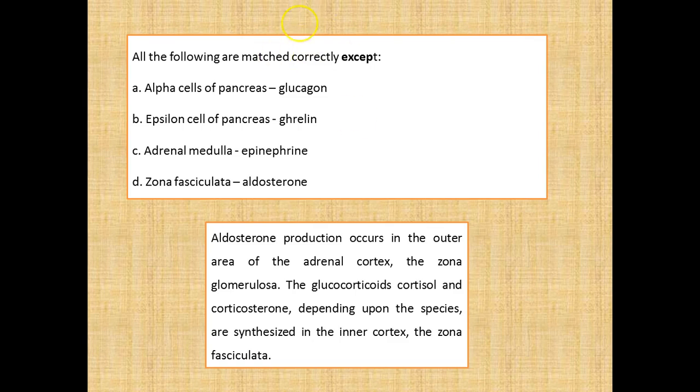Now, all the following are correctly matched except. Remember, alpha cells of pancreas, glucagon is correct; epsilon cells of pancreas, ghrelin is correct; adrenal medulla, epinephrine is correct; but zona fasciculata, aldosterone is wrong. Aldosterone is produced by the zona glomerulosa, which is the outer area of the adrenal cortex. Zona fasciculata is the middle area of the adrenal cortex and helps in producing cortisol or corticosterone.